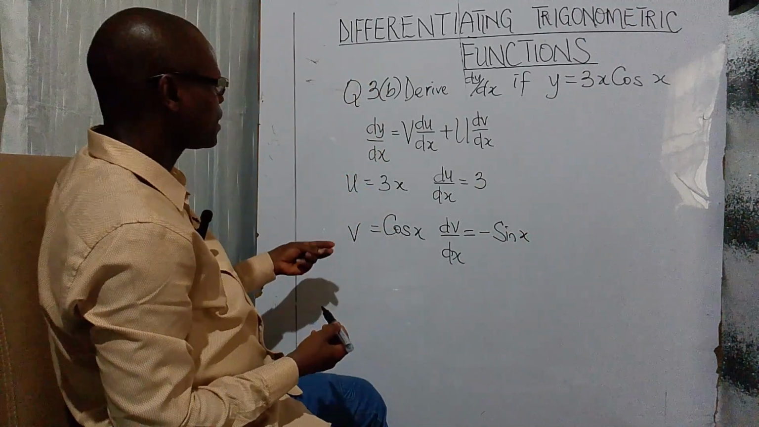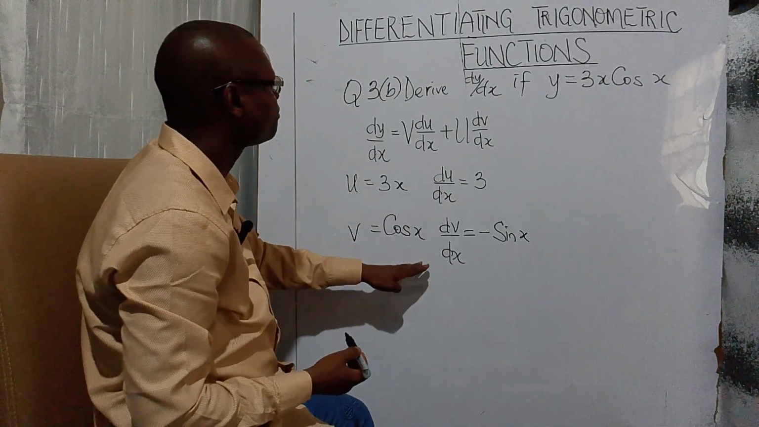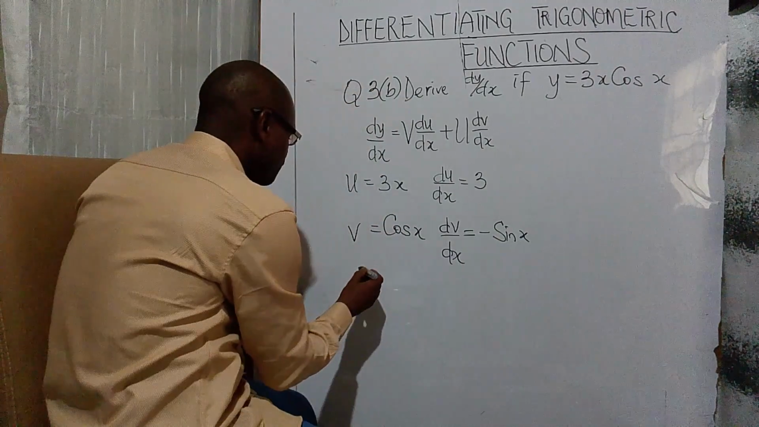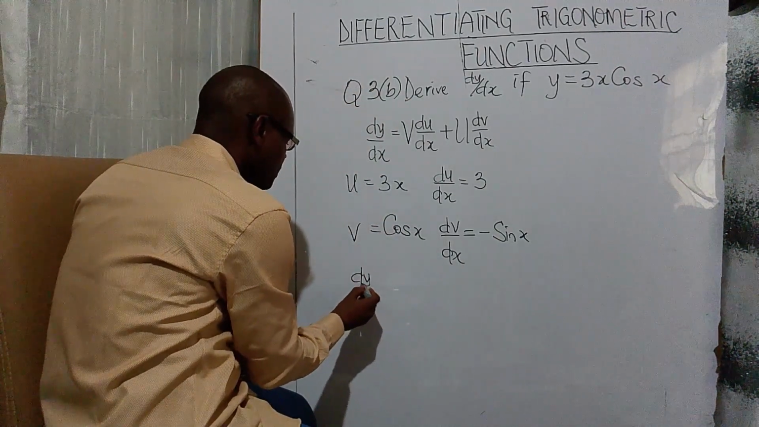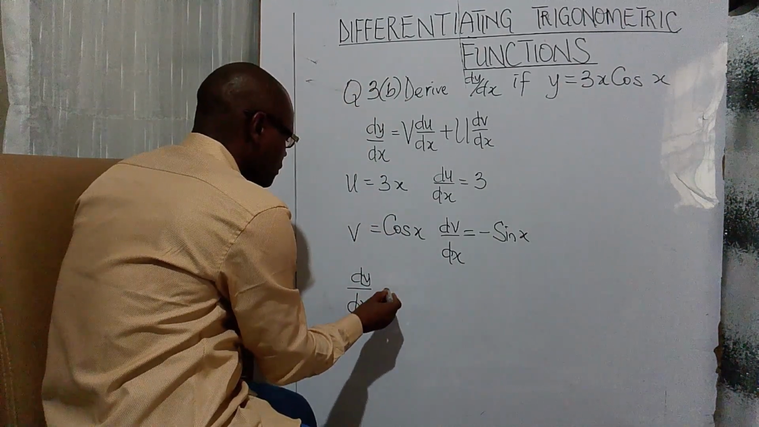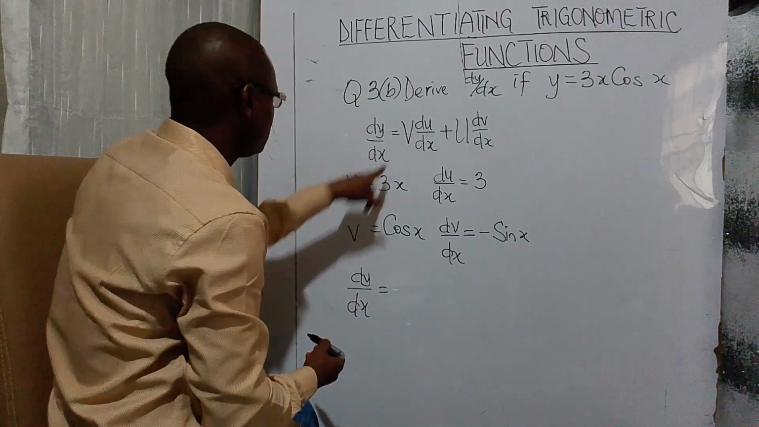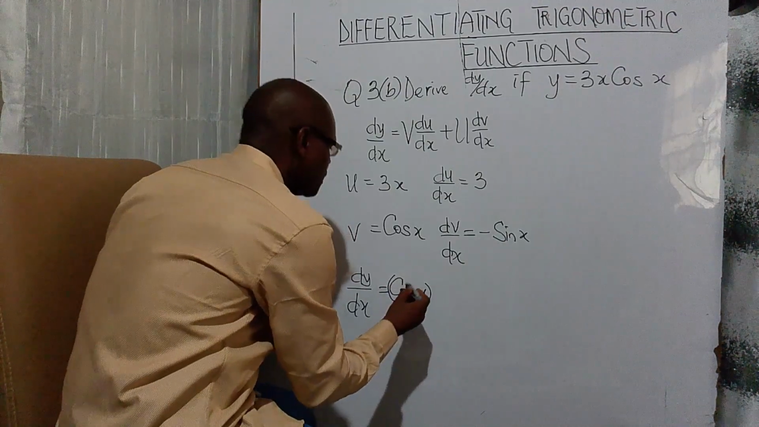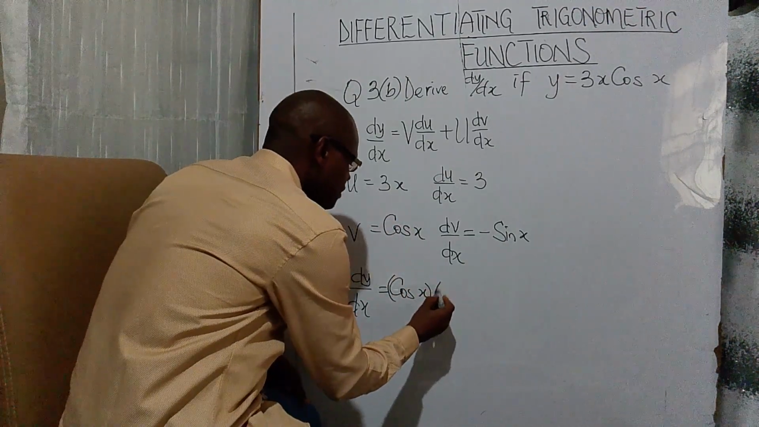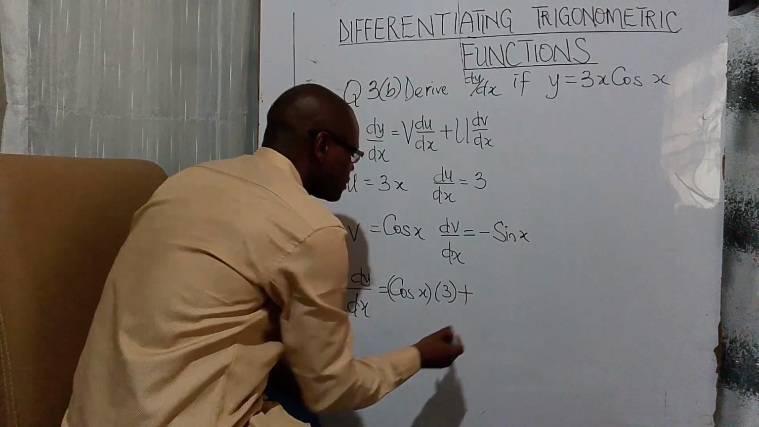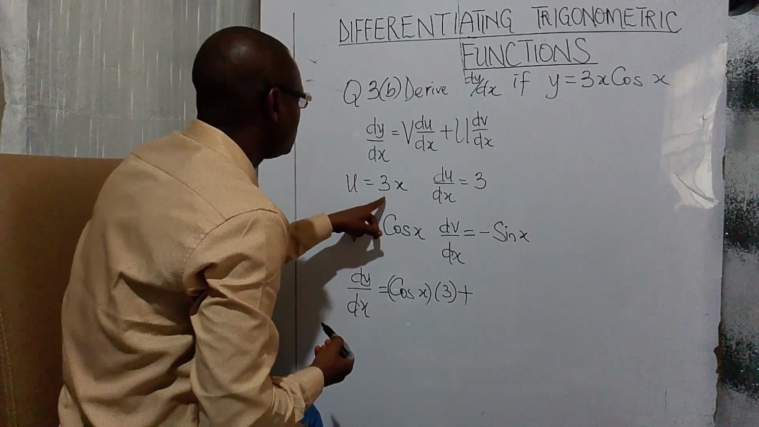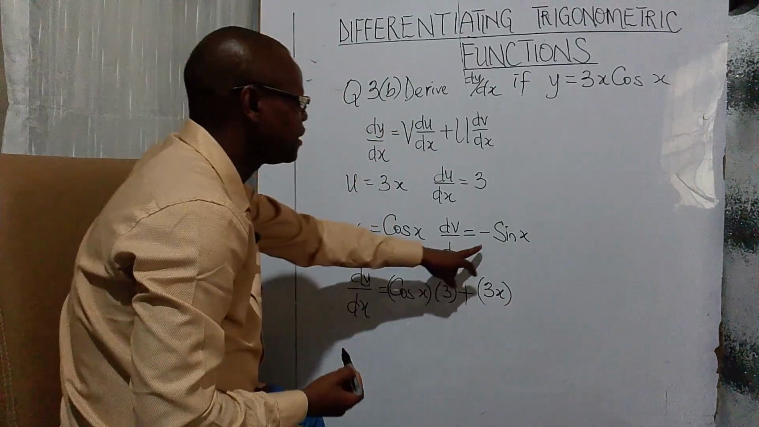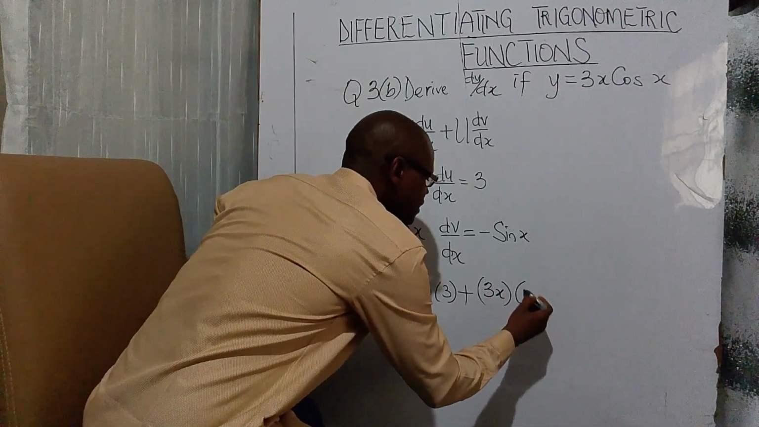So now we can put all this back into our equation here. So eventually we now have dy dx. Our v is cos x, du dx is 3, plus u is 3x, and dv dx is minus sine x.